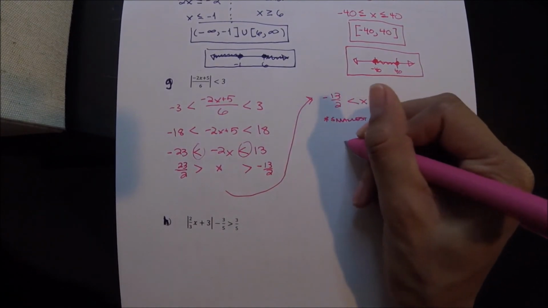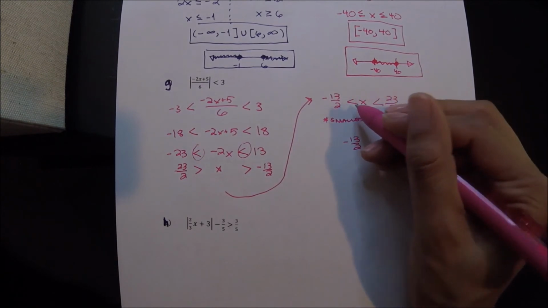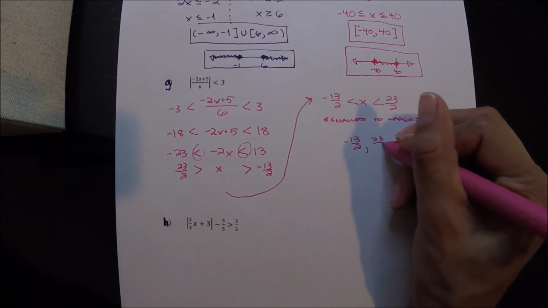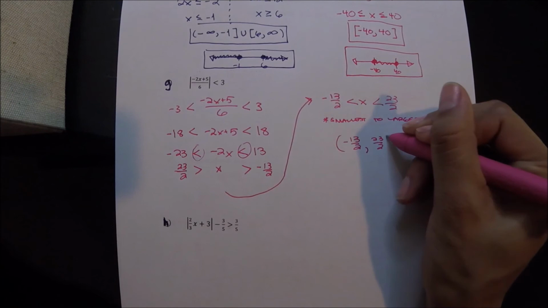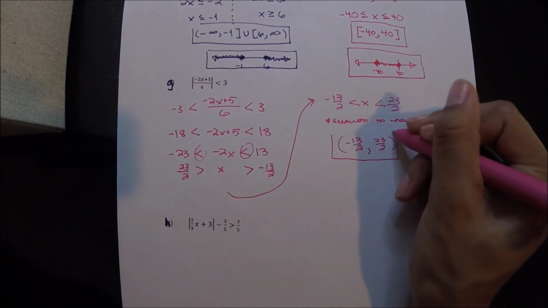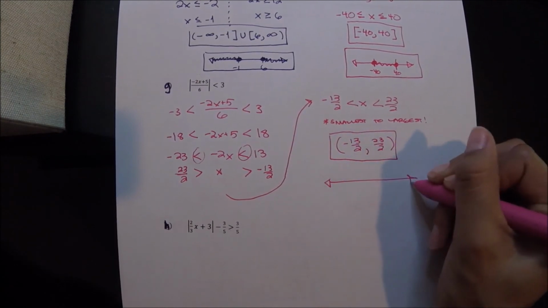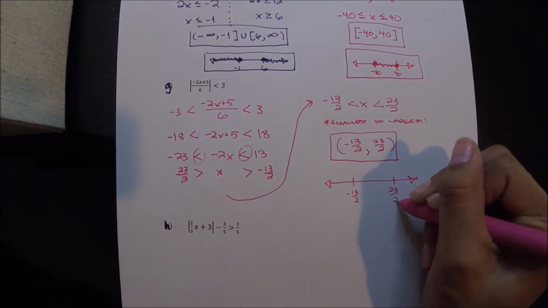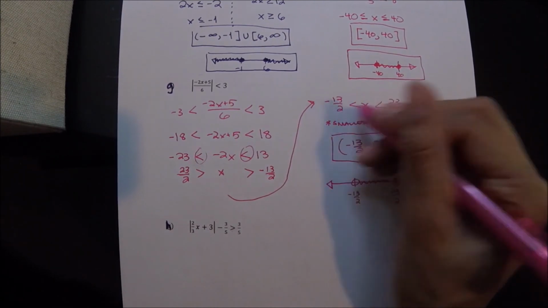So we're going to start at negative 13 halves up to everything between negative 13 halves up to 23 halves. And then open or closed. We're going to put parentheses. So that's our interval notation. And then on a graph, negative 13 halves is here, 23 halves is here, and open, open, and we want everything in between those two.